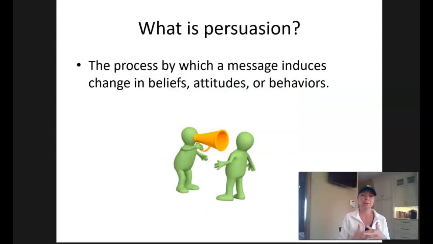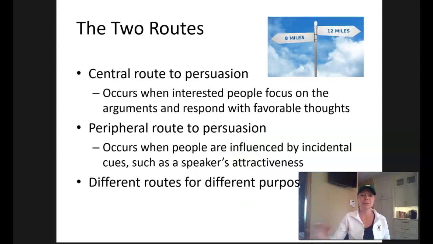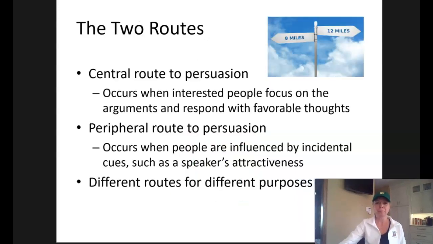When we think about persuasion, we often think about advertising, but persuasion, this process by which a message induces a change in beliefs, attitudes, or behaviors, is seen in so many other areas. We see it in education, politics, marketing, dating, parenting, negotiations. We try to persuade others often. So the two routes to persuasion have pretty easy names. One is called the central route, and the other is called the peripheral route.